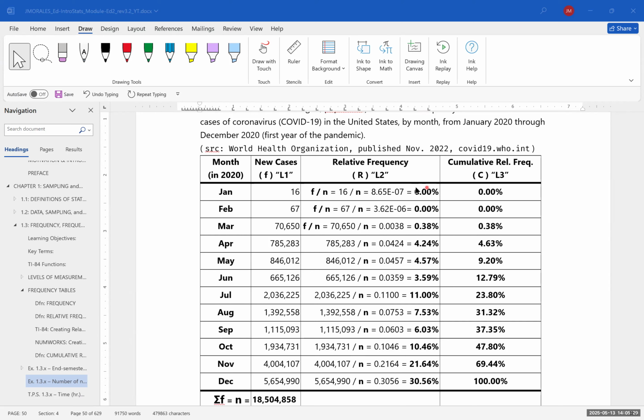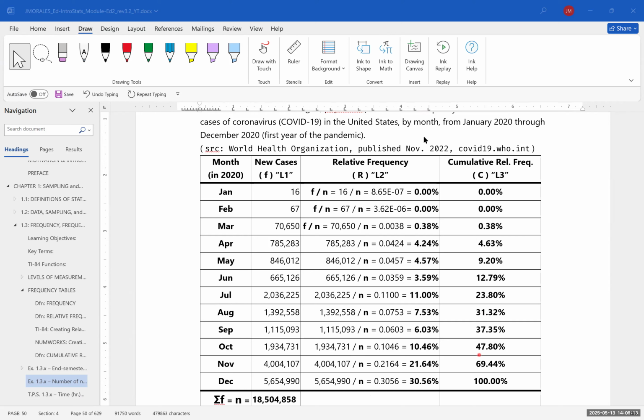Now, if we use this relative frequency table to get cumulative relative frequency, then you can see how we took this relative frequency and this cumulative relative frequency, added these together to get the cumulative relative frequency here. So you take 0.38 plus 4.24, and that gives you 4.63. You take 4.63, you add it to 4.57, and you get 9.20. So add, you get your cumulative frequency. Add, you get your new cumulative frequency. Add, you get your new cumulative frequency.